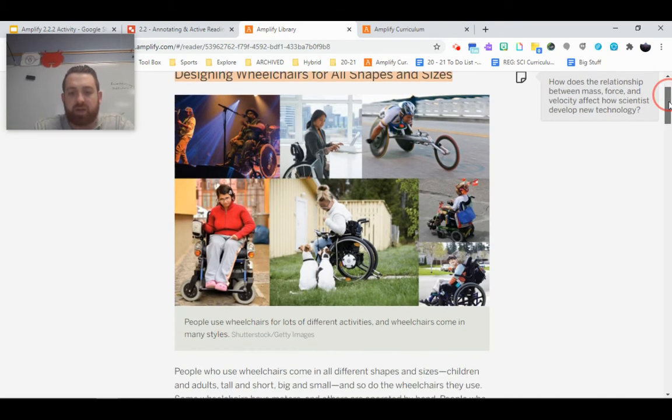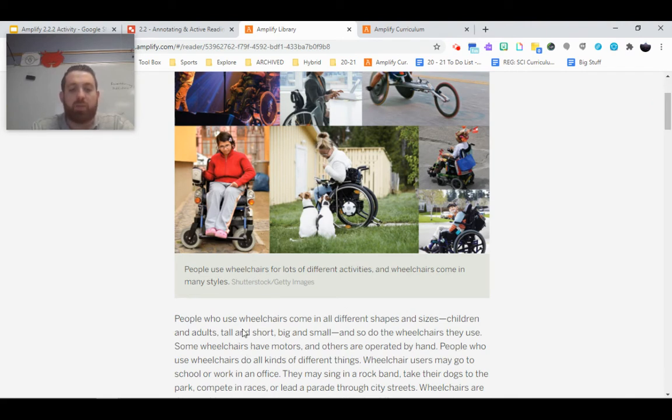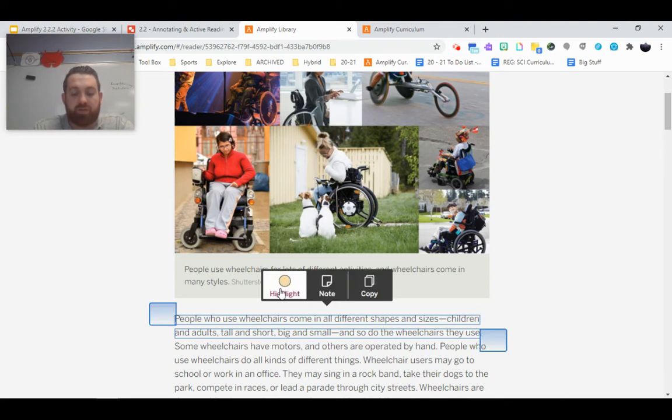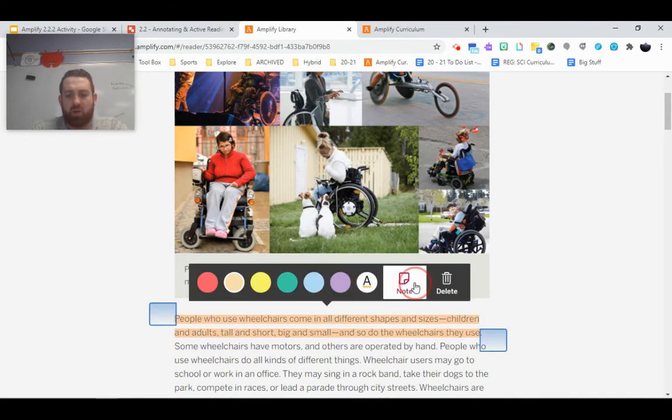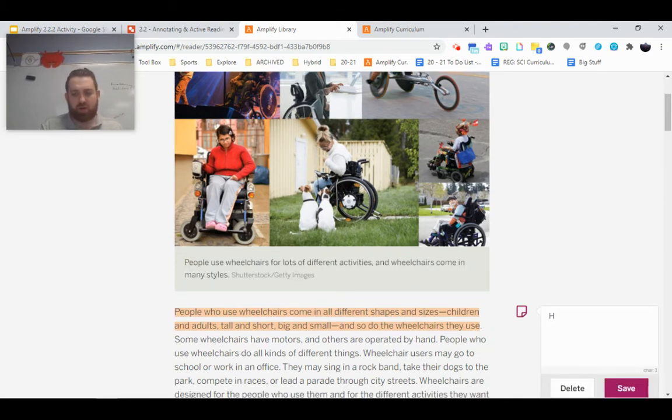Then I'm going to dive into the next part of our reading. People who use wheelchairs come in all different shapes and sizes. Children and adults, tall and short, big and small, and so do the wheelchairs they use. So this is a very interesting sentence. And in my mind, I'm thinking, well, how is this so? Okay. How is this so?